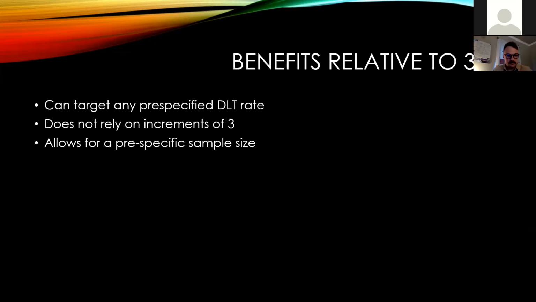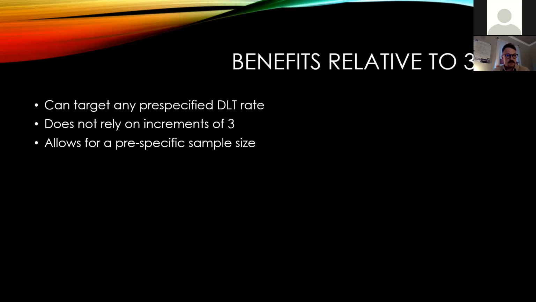All right. So just in that simple example, we can already see a lot of the benefits for the keyboard design relative to the 3+3. So we can target any pre-specified DLT rate, which is something I talked about in my first lecture. The 3+3 design really restricts us to a range of 17% to 33% DLT rate. And we're somewhere in that window, but we don't know exactly where, and we can't really choose where we want to be within that.